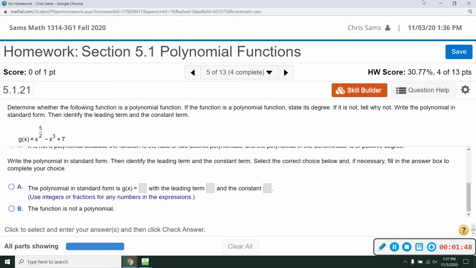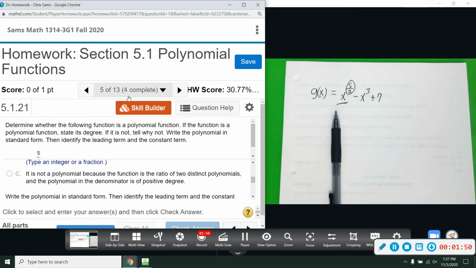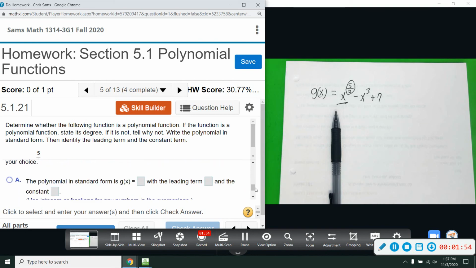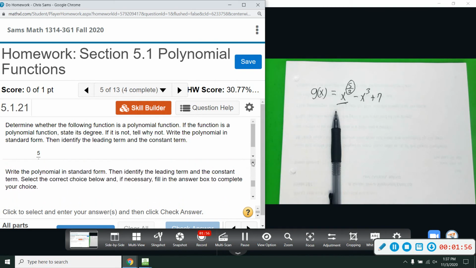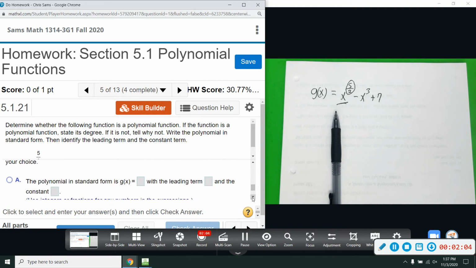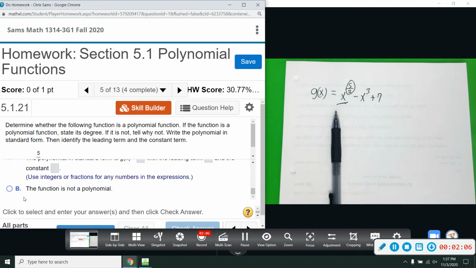All right. And then part B. We want to write it in standard form. Identify the leading term and the constant term. Select the best answer choice. Okay, so the function is not a polynomial, so there's no need to try to organize it because it's not, so it doesn't fit the criteria.